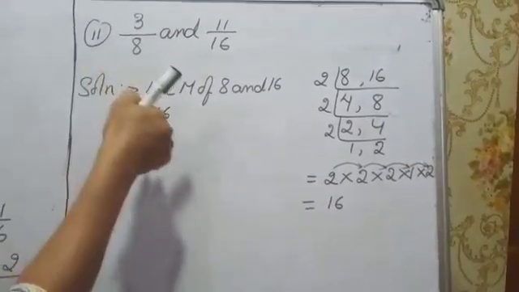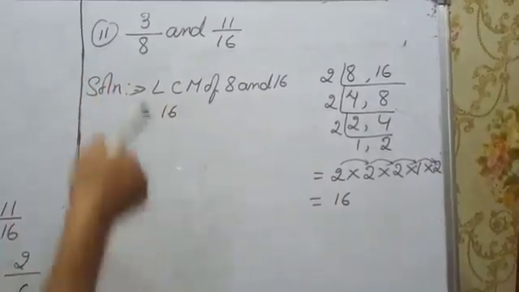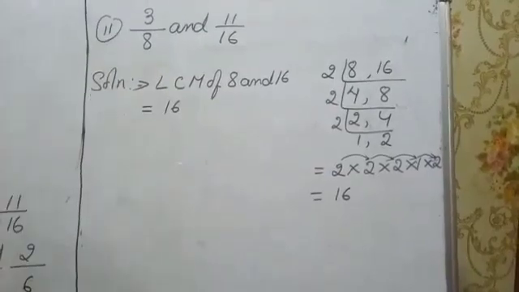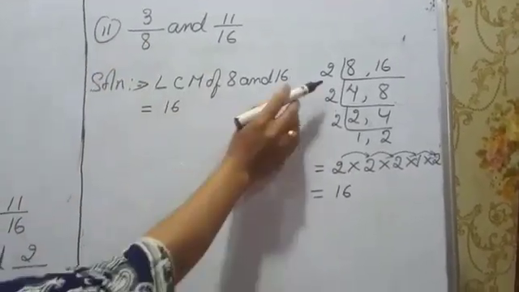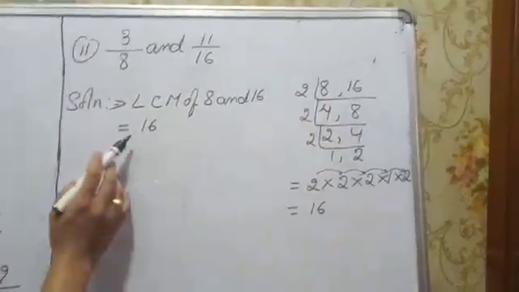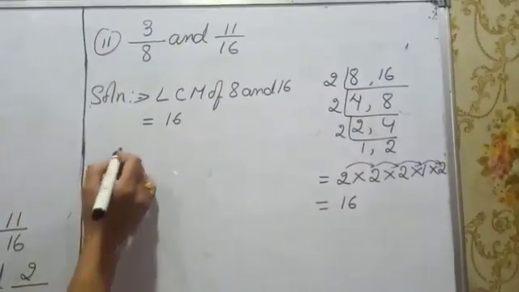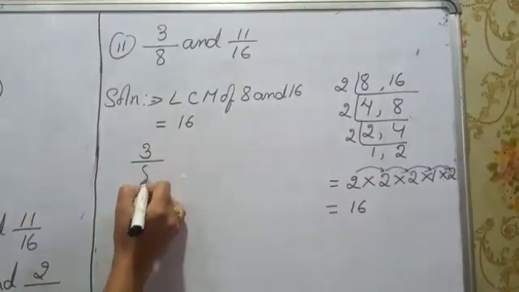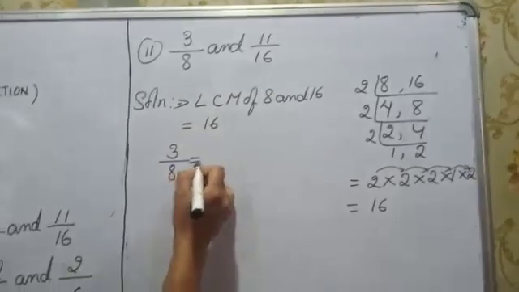To convert the unlike fraction into the like fraction, the first step is to convert the given fractions into like fractions. How? By taking the LCM of the given denominators. In this question, the denominators are 8 and 16, and we have taken the LCM of 8 and 16 and we got 16.